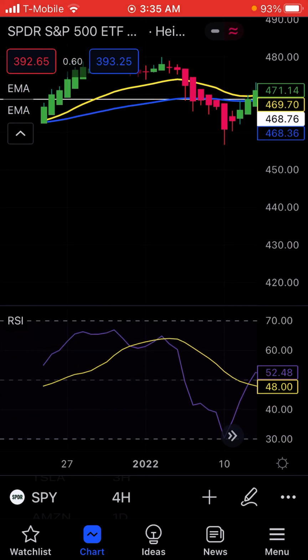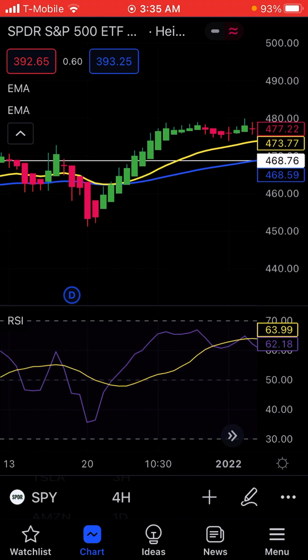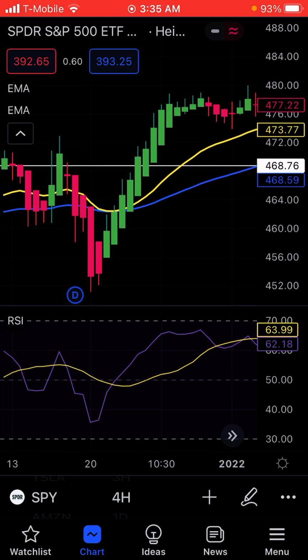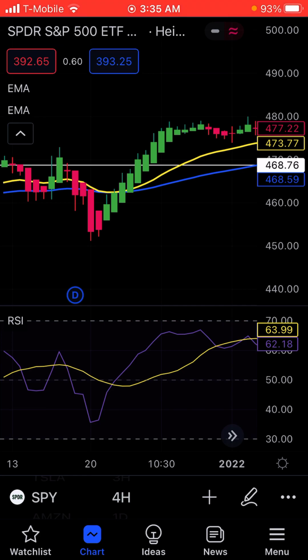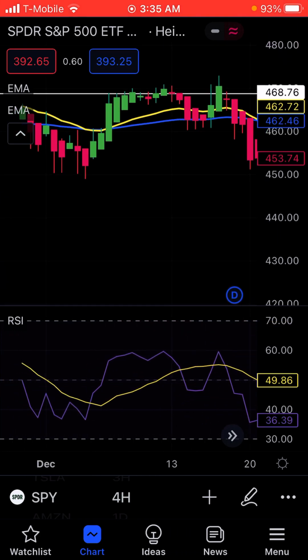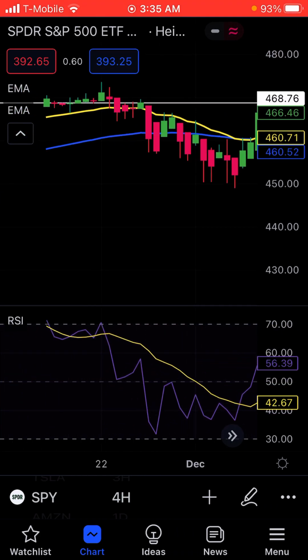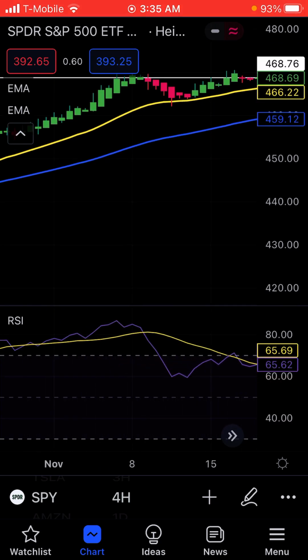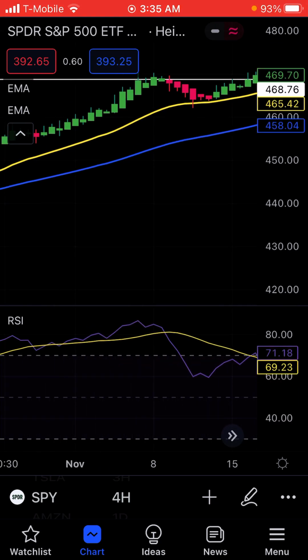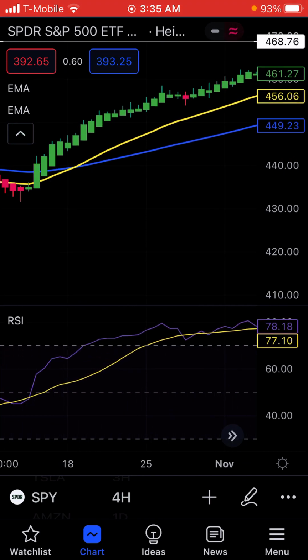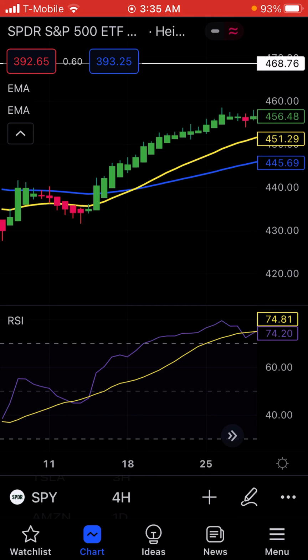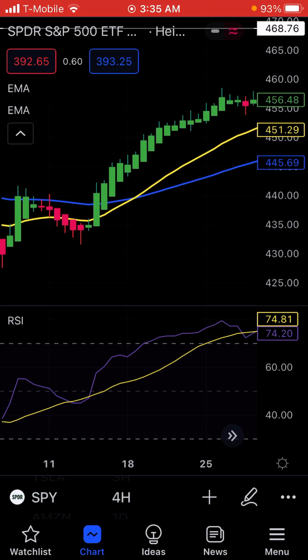So let's just do a couple more times, and I think you guys get the general idea. Now you want to make sure it's crossing. I don't see that one crossing. Let's look for another time. Now the downside of doing it on the 4 hour is you have to wait a little while. But once you do find the signal, it'll be worth the wait.